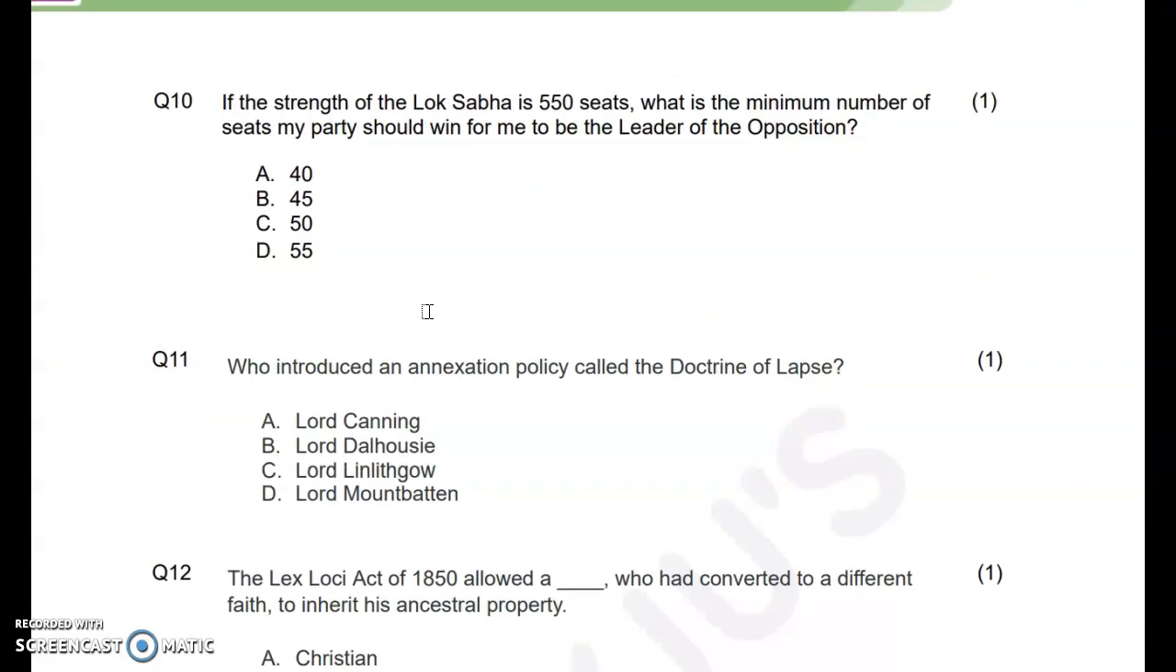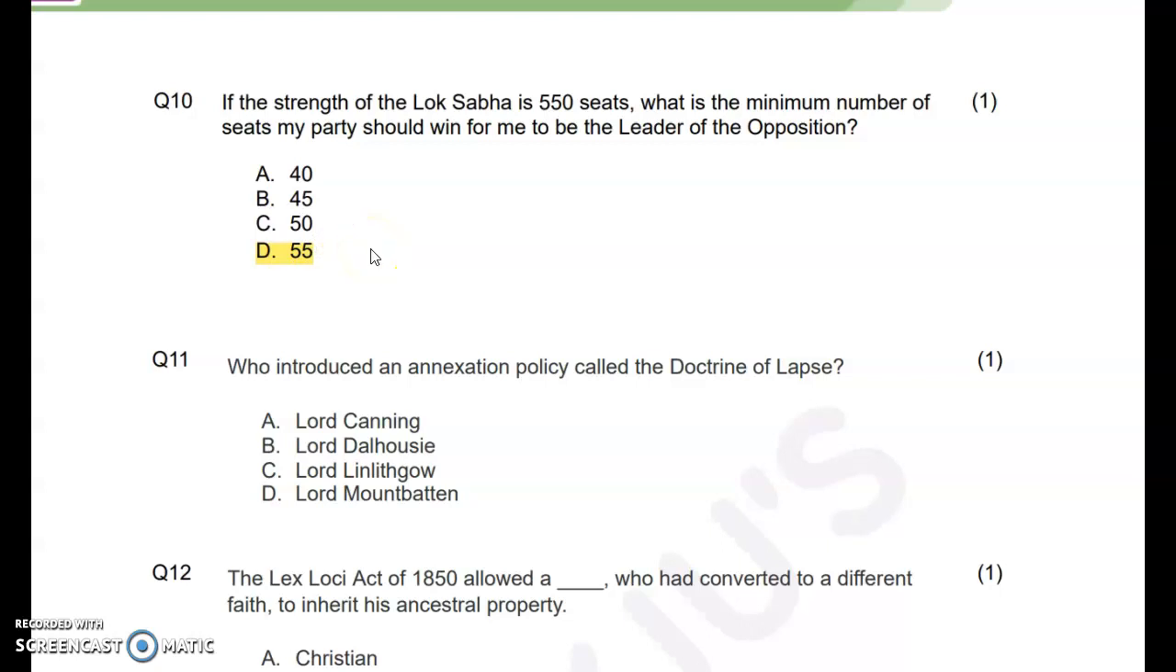If the strength of the Lok Sabha is 550 seats, what is the minimum number of seats my party would win for me to be the leader of the opposition? Try to answer this and then I'll tell you. Answer is D. 55. See, the leader of the largest opposition party is called the leader of the opposition.